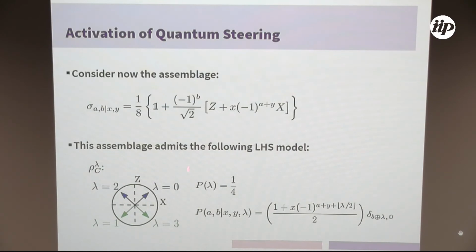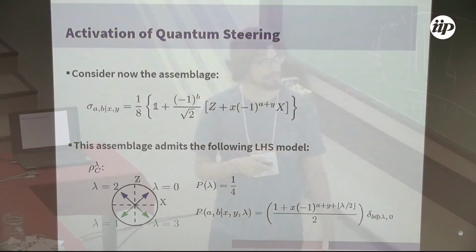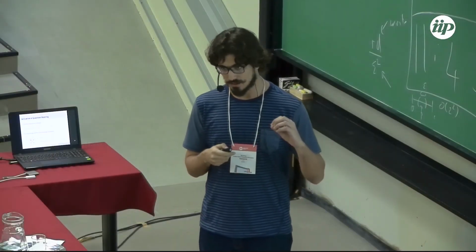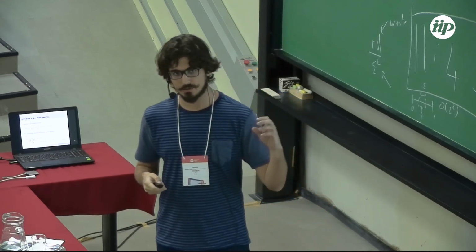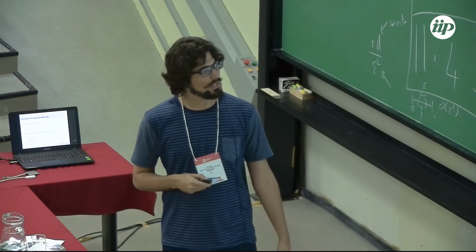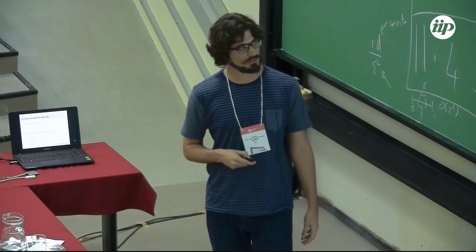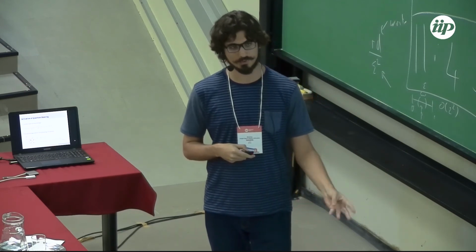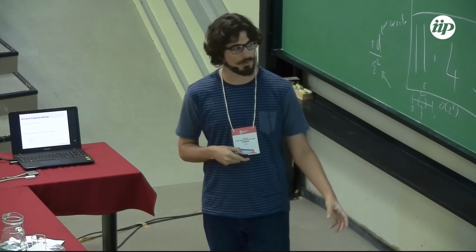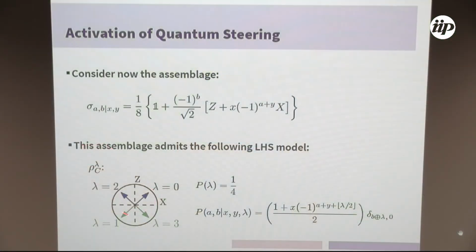But if I consider this assemblage here, for instance, this assemblage is quantum because I can obtain it by implementing POVMs, measurements on a quantum state, and I can also provide a local hidden state model for it. If I consider 4 different values for the hidden variable, and some quantum states in the XZ plane of the Bloch sphere, and I take a certain probability distribution, I can rebuild this assemblage.